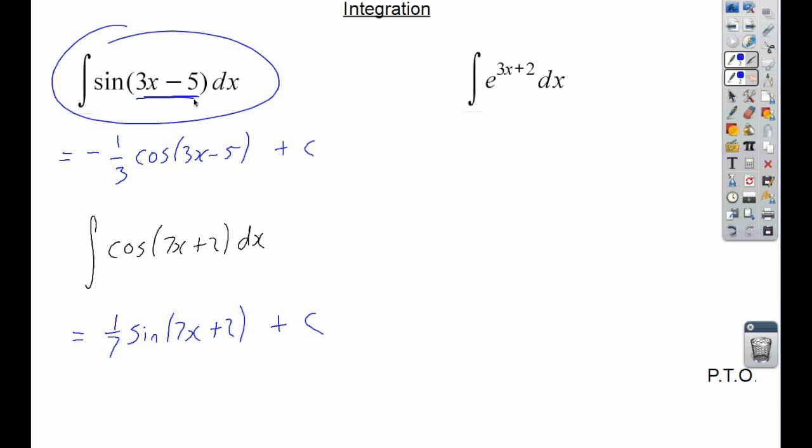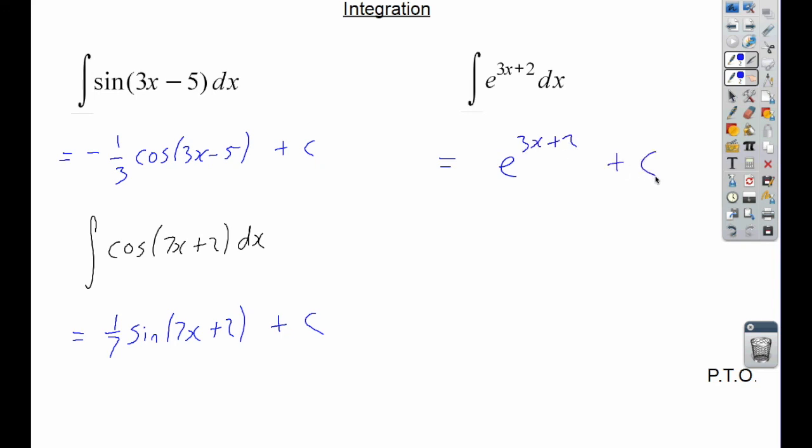And let's see if we can apply that rule with the next question, which is the integral of e to the 3x + 2. Now, with our differentiation of e to the power of x, you know that the power doesn't actually change, so you should be prepared for the fact that the answer is going to be something to do with e to the 3x + 2.